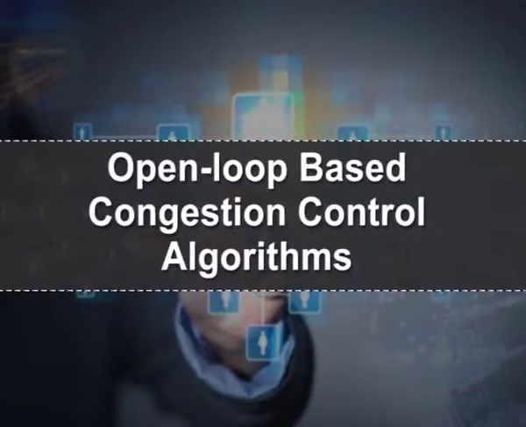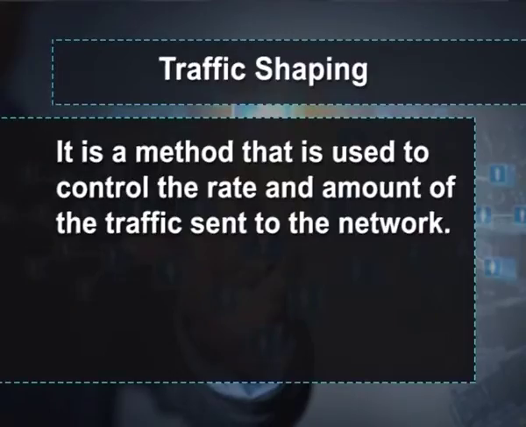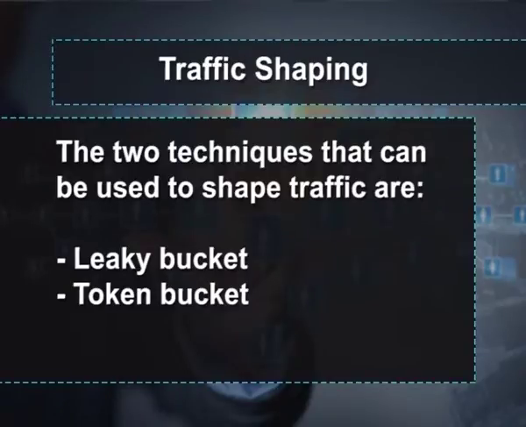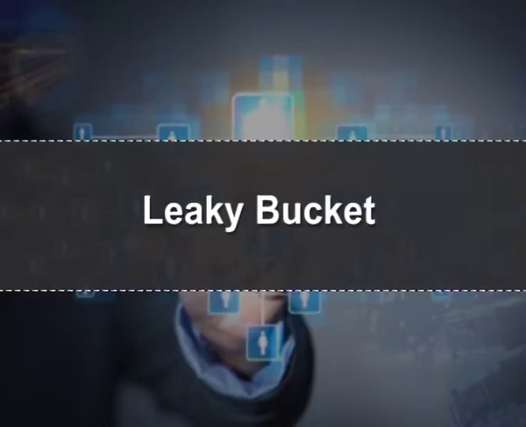Next, we are going to discuss open loop based congestion control algorithms. The first method is traffic shaping. Traffic shaping is a method that is used to control the rate and amount of traffic sent to the network. The two techniques that can be used to shape traffic are leaky bucket and token bucket. Let us start with the leaky bucket first.